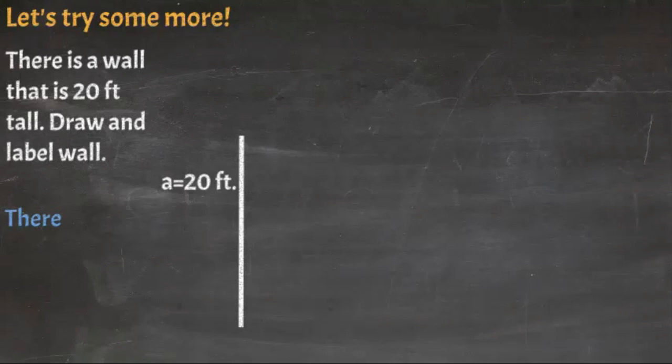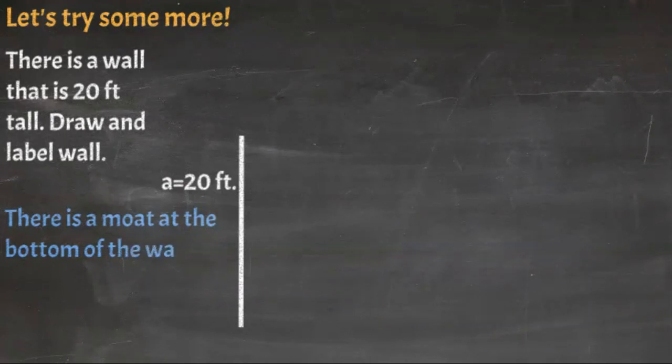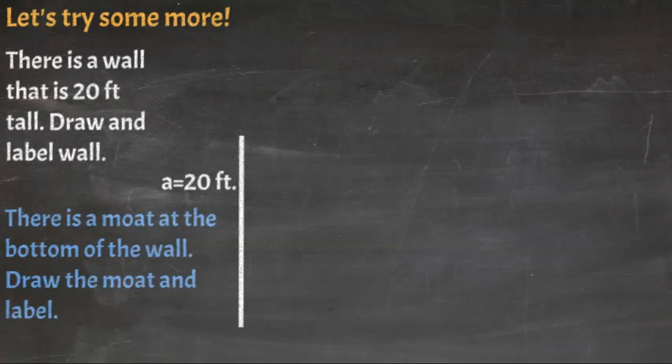Next thing is, there is a moat at the bottom of the wall. Draw the moat and label. Again, this is color coordinated so you can see it easier. So here's the moat. I made it blue because water is usually in a moat. Notice that I don't have any information about the width of the moat, so I'm going to use a question mark to represent the unknown.